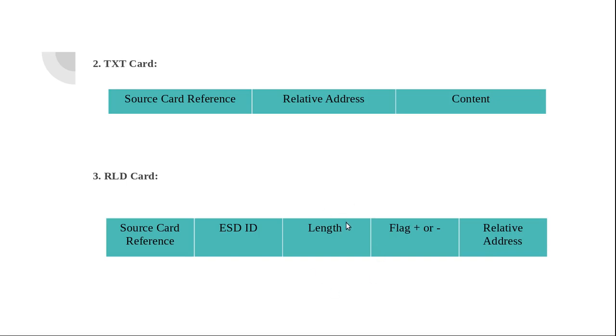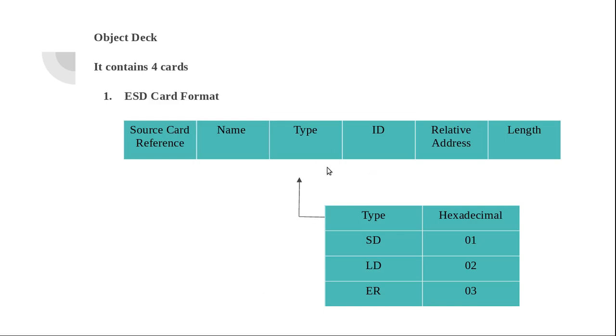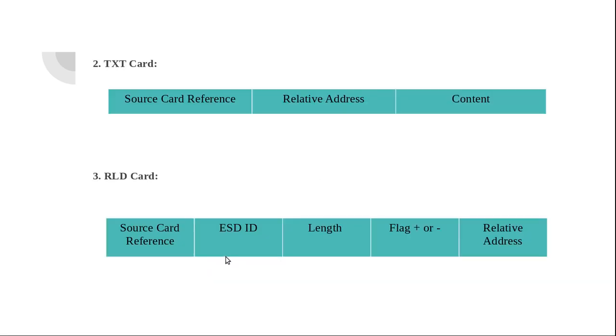Then the length column will tell what is the length of that particular address constant. When we are modifying the value of the address constant at the time of relocation, by which symbol we are changing the address constant value, that symbol ID, not the symbol name, the ID of that symbol which is mentioned in the ESD card, will be specified in the ESD ID column. Again, relative address tells the location of the address constant.